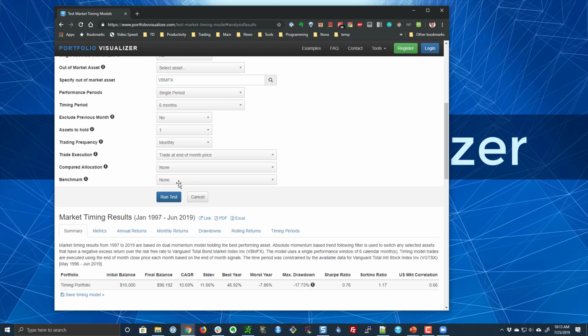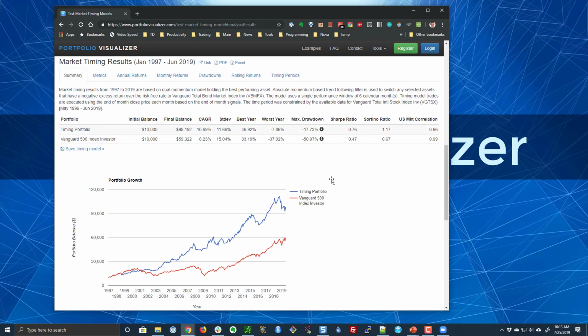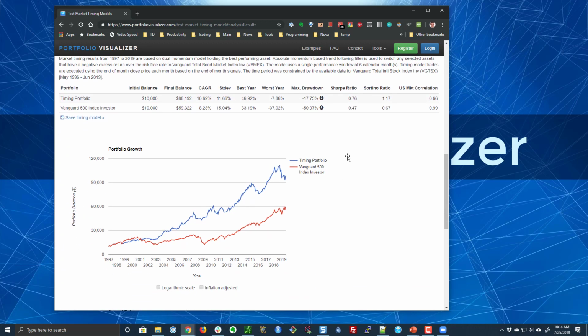Actually, I'll put in the benchmark of the market as well, and that should look interesting to you too. Okay, so the red line down here is the stock market, that's SPX, that's SPY. The blue line is the simple portfolio.